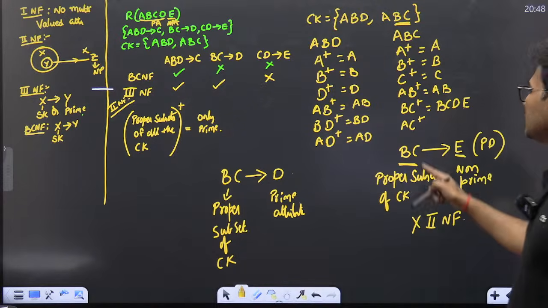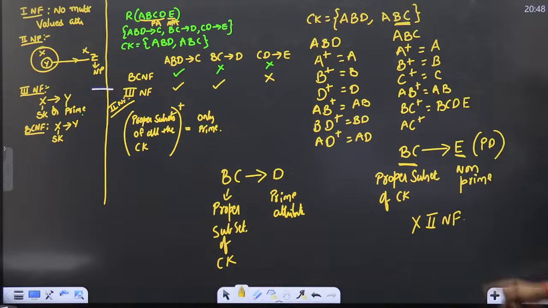Got it? But this one is a partial dependency because E is a non-prime attribute, right? So a proper subset of the candidate key is determining a non-prime attribute. E is a non-prime attribute, right?